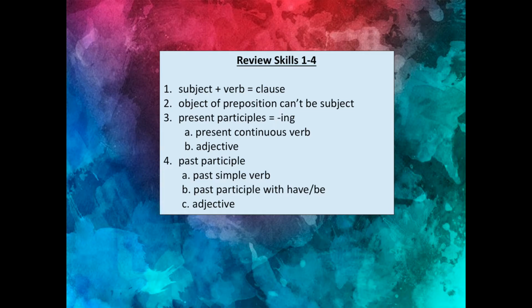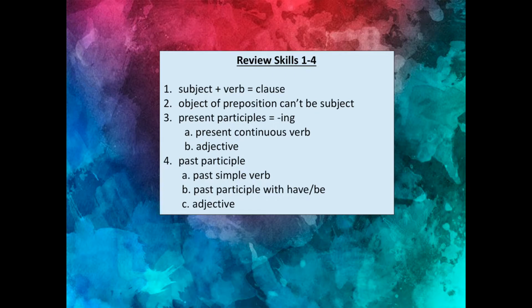Number 3, present participles. These are the words that end in ing. They can be a present continuous verb if they are used with the be verb. If there is not a be verb in front of the present participle, then it is an adjective.